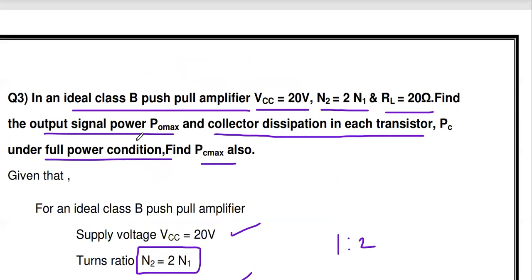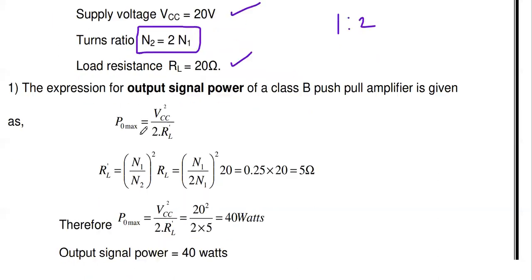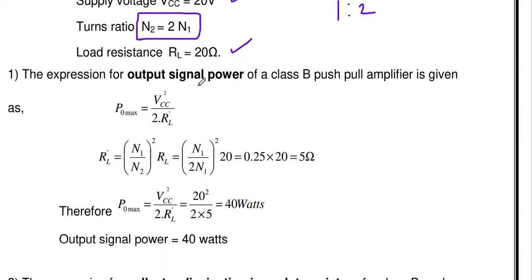So what is the first question? The first question is to find the output signal power. What is the output signal power for a class B push-pull amplifier? The maximum output signal power of a class B push-pull amplifier is PO max equal to VCC squared divided by 2 into RL dash, where RL dash is the effective load resistance.